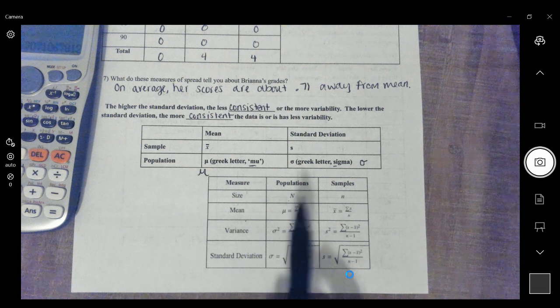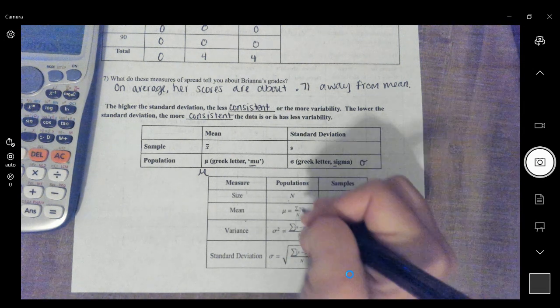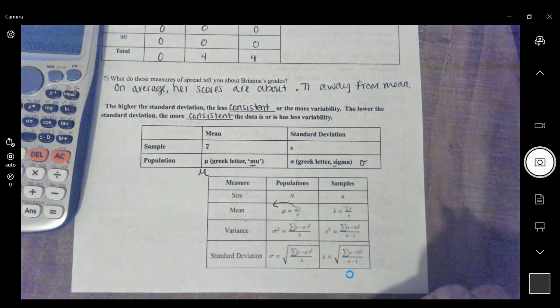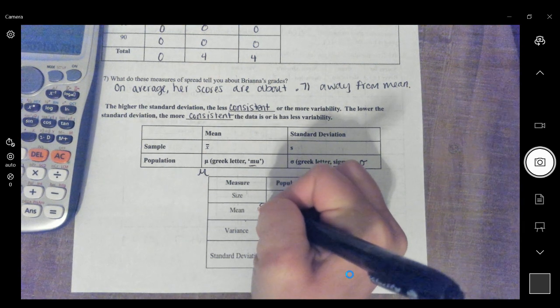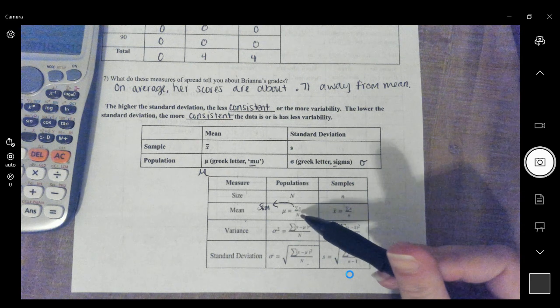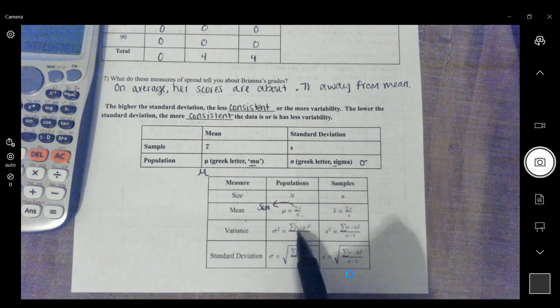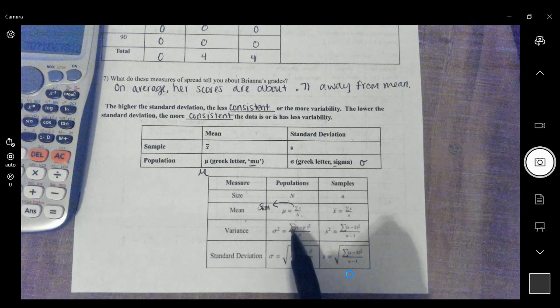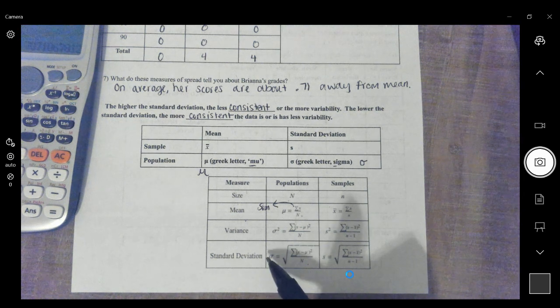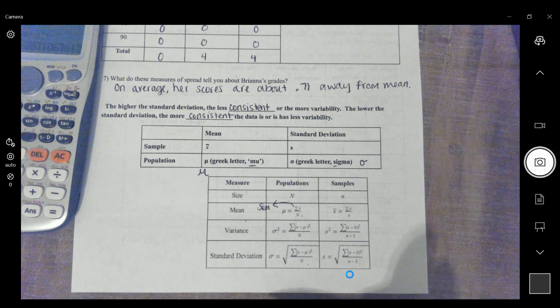To find the mean, we add the numbers together and divide by how many there are. So this symbol right here, sigma, means to sum or to add. So this is saying add all of your terms and divide by how many there are. Okay, so for the variance, we subtract our data points from the mean and then we square them. We add them together and we divide by how many there are. And then for the standard deviation, you can see they just took the square root of this value right here.